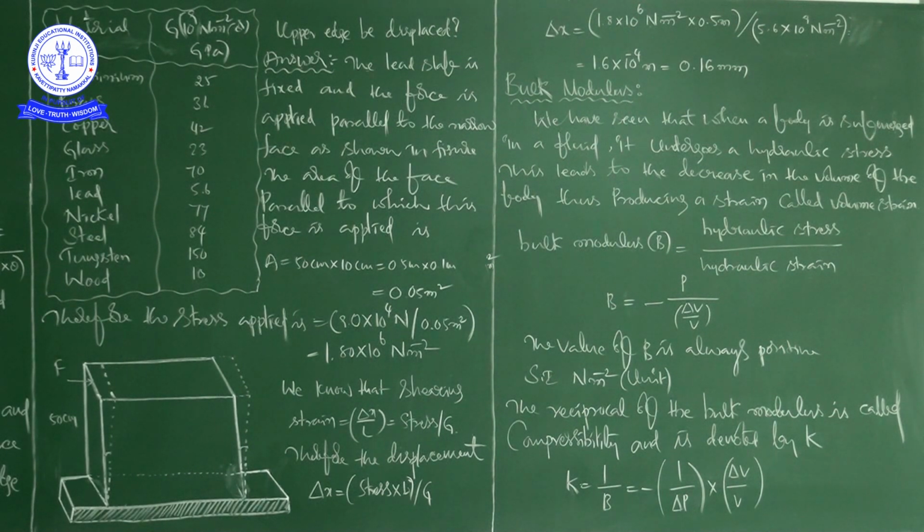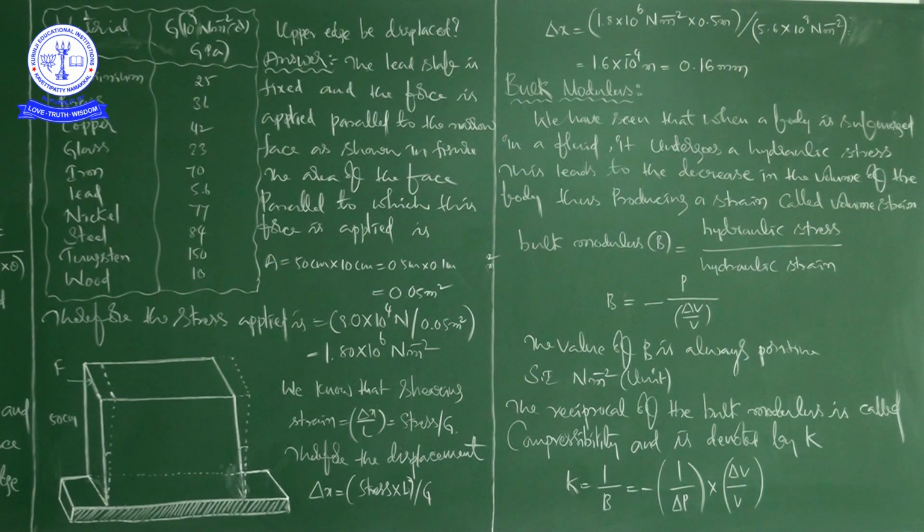Then finally, what is the answer we are going to get here? Totally we are going to get 1.6 into 10 to the power of minus 4 meter. So minus 4 meter is obviously equal to 0.16 millimeter. Because what is the value of L they have given?